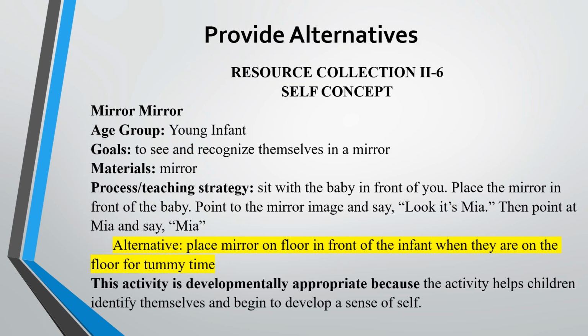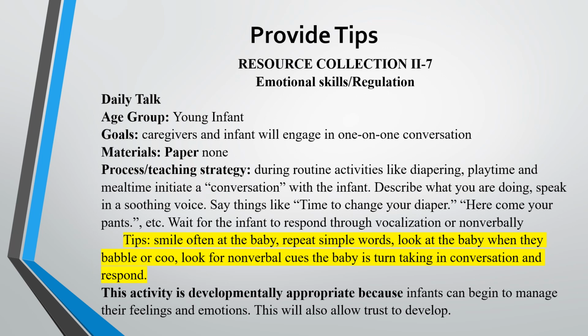Sometimes you will need to provide alternatives. In this case, Mirror, Mirror, written for young infants, asks that the baby sit in front of you. An alternative to that would be to place a mirror on the floor in front of an infant who cannot sit, and they can do the activity during tummy time. Sometimes tips are necessary. In this case, the tip is merely reminders of what an adult should be doing, things they can say, and how they can help the activity move along.